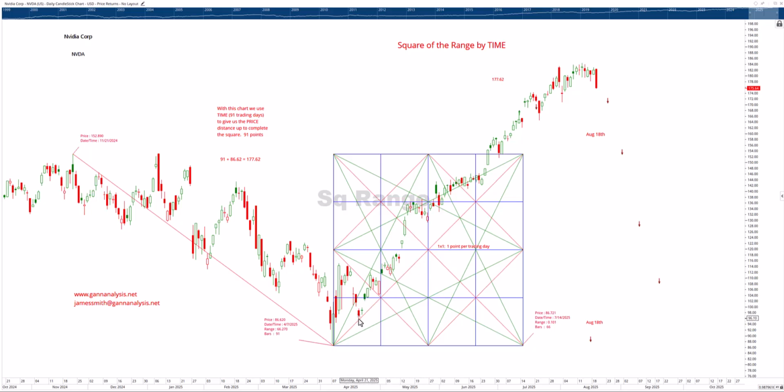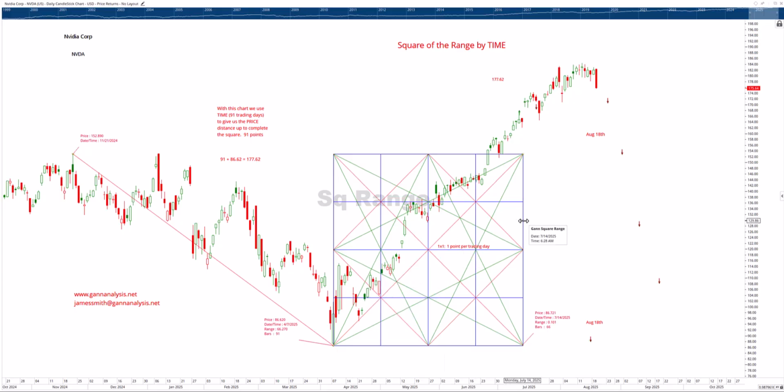In this case, we made it simple. We're using 1 trading day per 1 point per trading day. So in other words, the scale of this red one-by-one line rises at a rate of 1 point per trading day. And I like it because it captures this low here. And you can see if we were to extend this, it would probably give you support up here. In fact, I could do that in a minute, but let's get back to squaring the range by time.